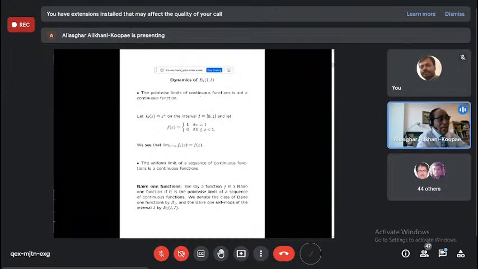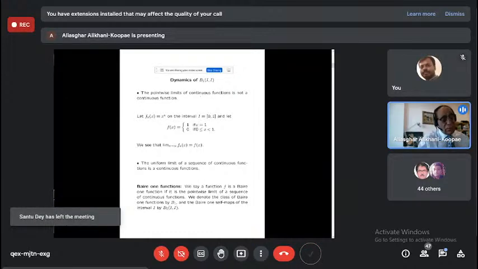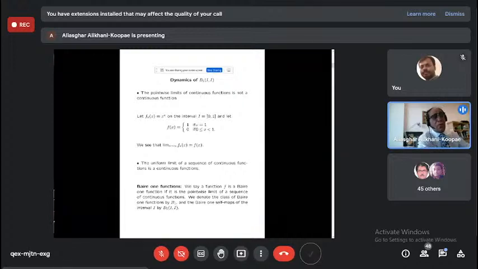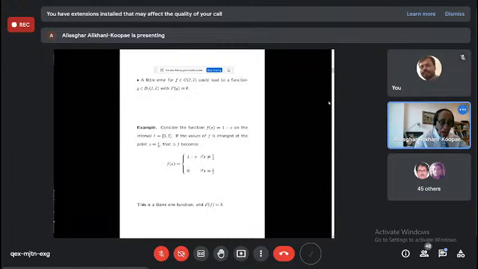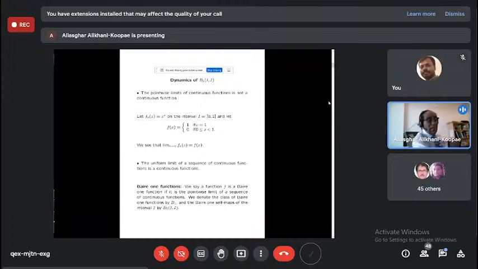So we see that the sequence x^n is a sequence of continuous functions. However, the limit f of x is discontinuous at x equal to 1. So we know that the pointwise limit of a sequence of continuous functions is not necessarily a continuous function. However, we teach our students, and we prove it for them, that the uniform limit of a sequence of continuous functions is a continuous function. Now, Baire one functions are basically the pointwise limit of a sequence of continuous functions. So we say a function f is a Baire one function, or is in the class of Baire one, if it is the pointwise limit of a sequence of continuous functions.